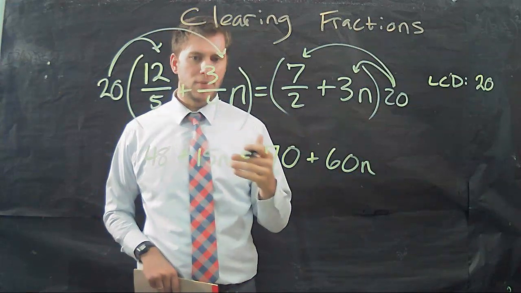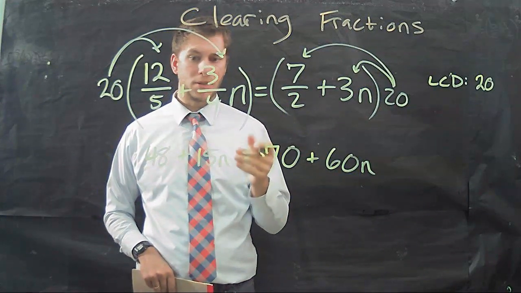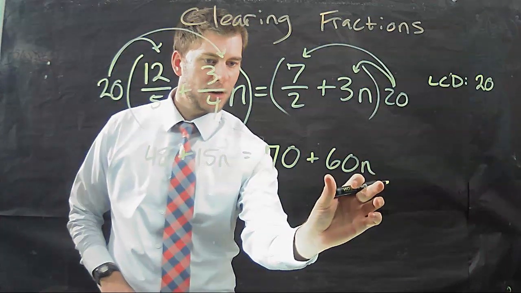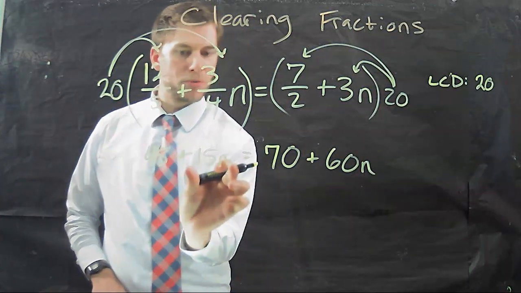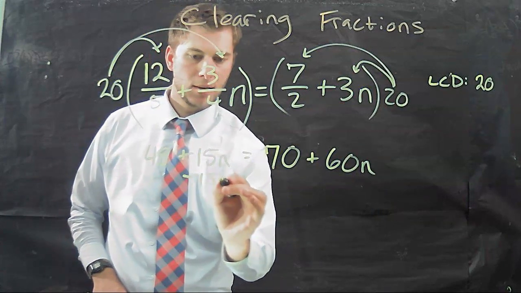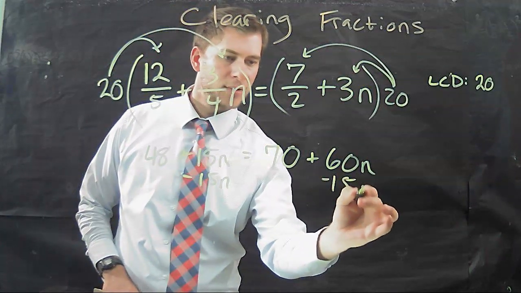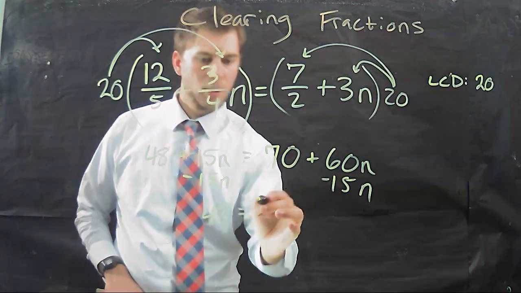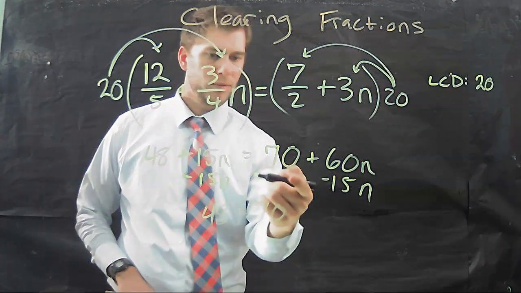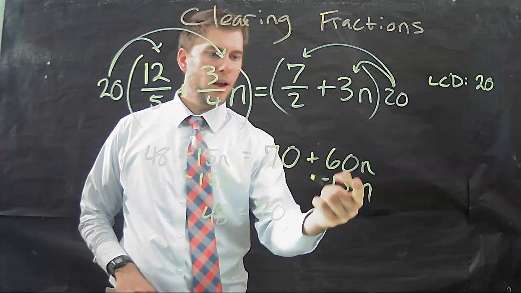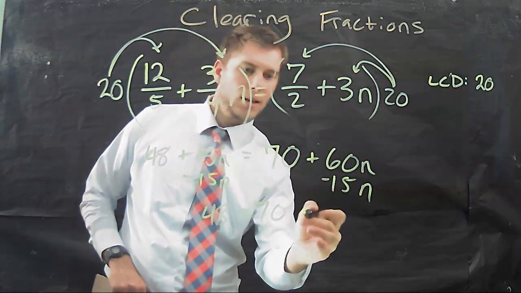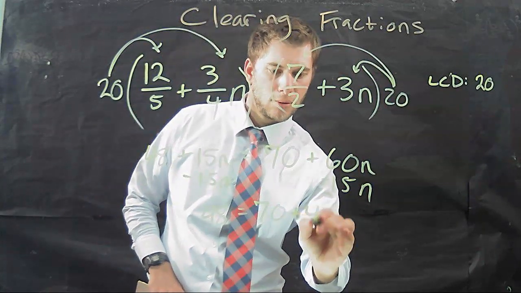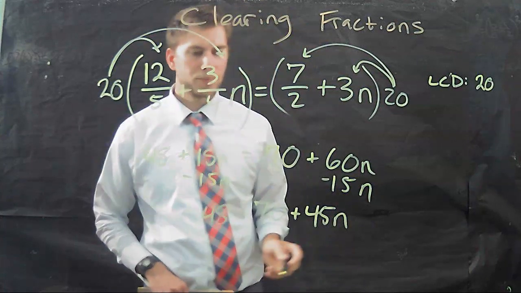Step 3, I believe, is get variables on one side of the equation, and I like to move the smallest one. 15n here, 60n over here. I want them both on the same side, so I'm going to move the smaller one. I'm going to subtract 15n from both sides, and that leaves on this side just the 48. And over here, the 70 was not affected at all, but 60n minus 15n is going to give me 45n.